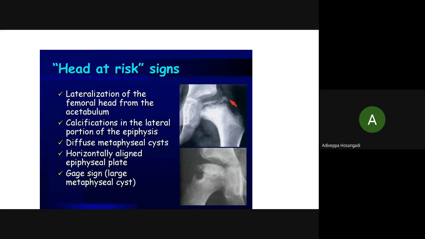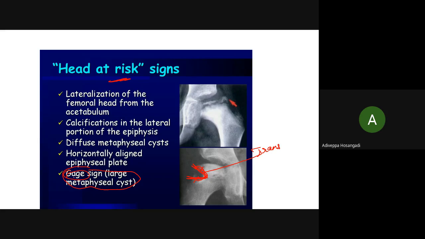It's very simple. These are head at risk signs. If these signs are there, you are very sure the head will not be normal in adulthood and you will go for osteoarthritis. What are those head at risk signs? We'll go one by one where you can remember. Gage sign. You remember there is a punched out kind of lesion here. This V-shaped lesion, V-shaped translucency in Perthes, part of it in the physis, part of it in the metaphysis. This is called gage sign.